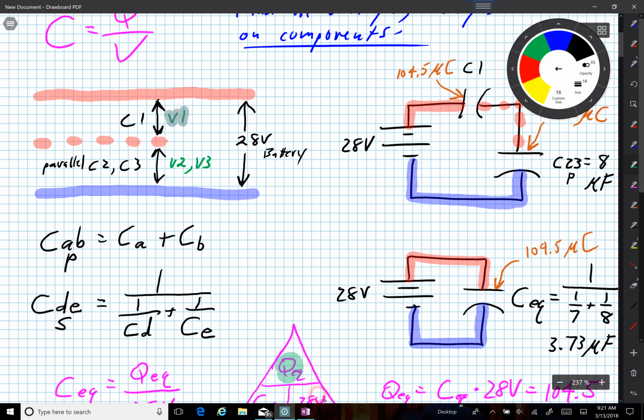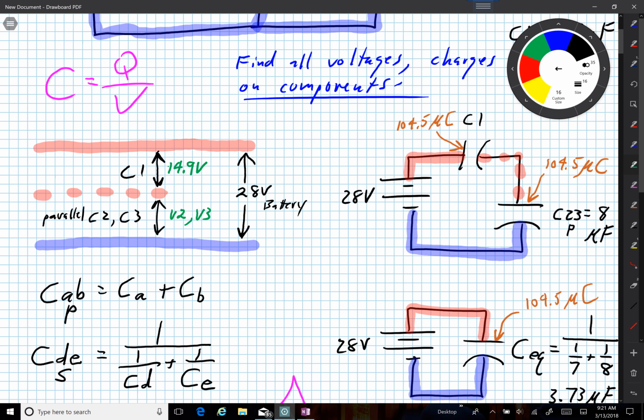So instead of calling it V1, I can replace this with its value, 14.9 volts. That's the voltage we just calculated. The voltage represented by the solid red, dashed red color combination that shows up across capacitor C1. And we now know that that voltage represents 14.9 volts.